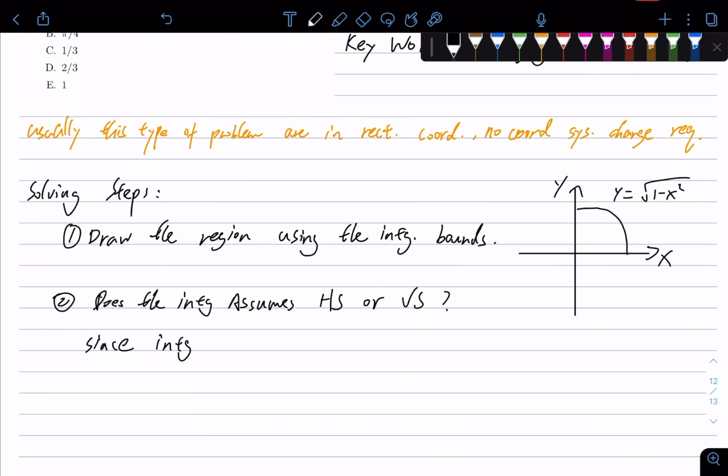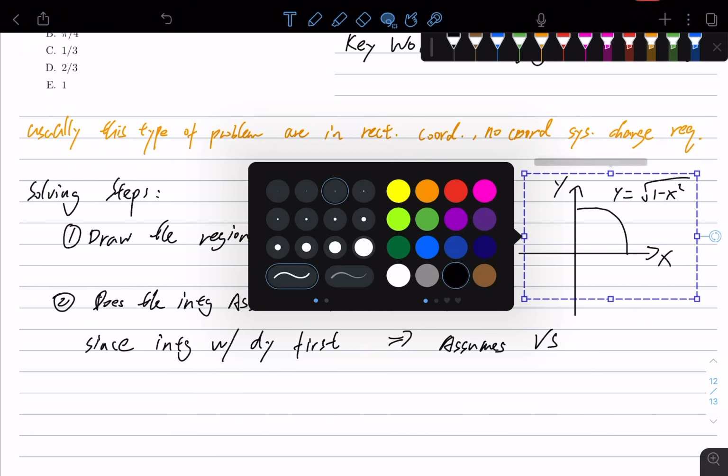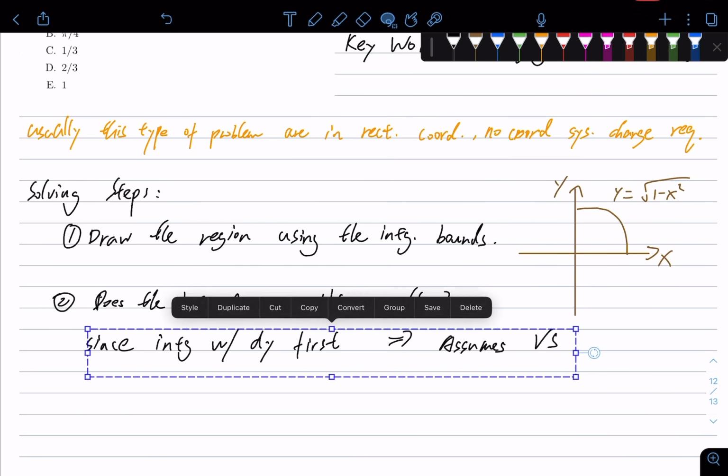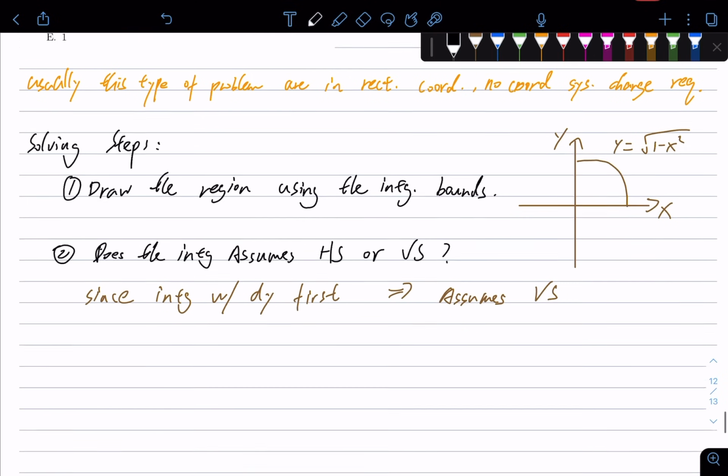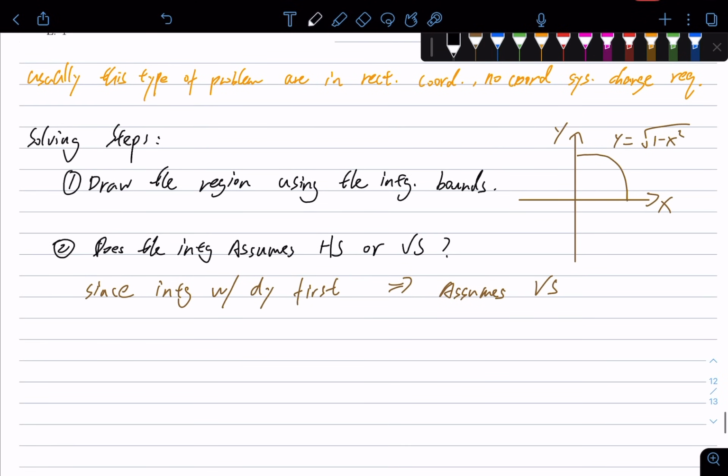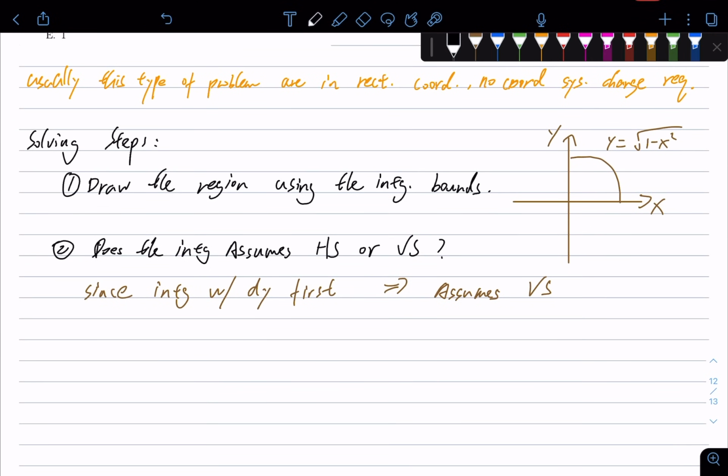So since we integrate with respect to dy first, that means it assumes a vertically simple region. Okay, let me go ahead and put these in brown so that they are part of the example problem. And then we're going to change it to horizontally simple, as we should. Change the order of integration.